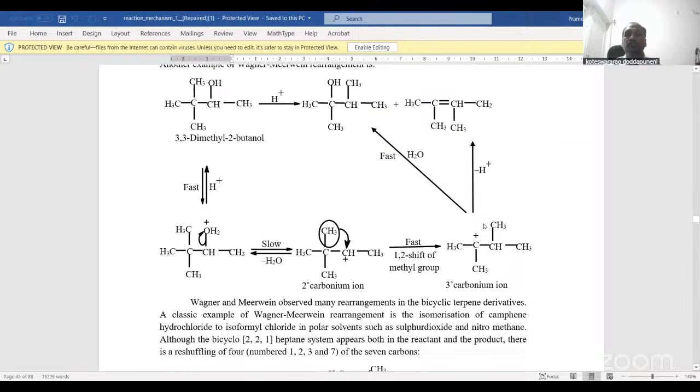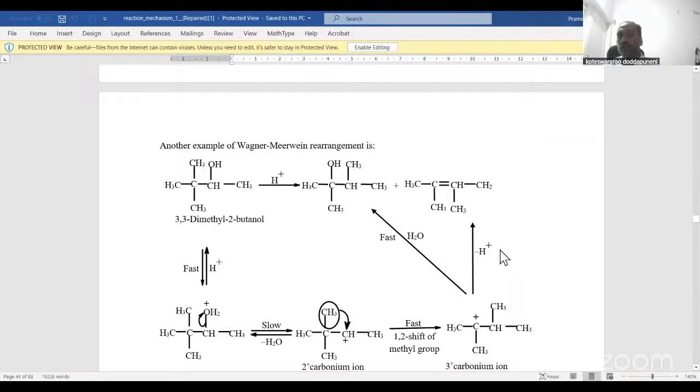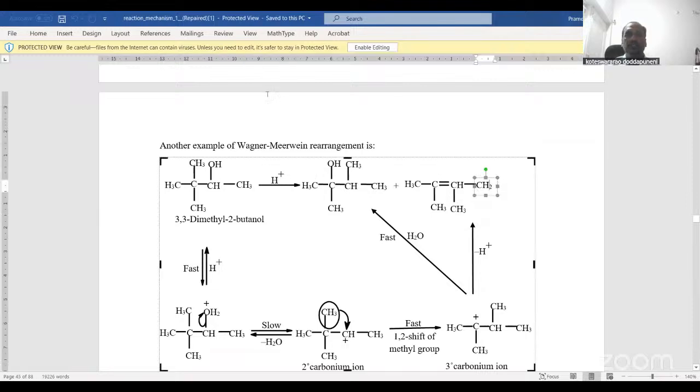Then it leads to the formation of a tertiary carbonium ion. This tertiary carbonium ion further undergoes addition of water, which leads to the formation of alcohol, or elimination of a proton, which leads to the formation of the highly substituted product.